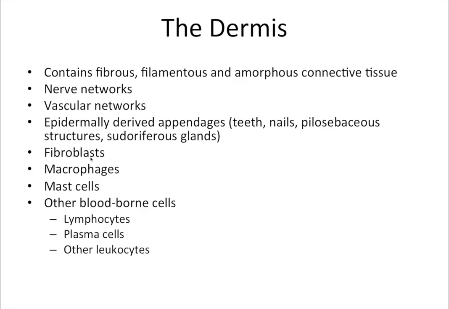We have the fibroblasts, and again, these are the cells that are responsible for the synthesis of collagen and elastin, and they're also responsible for the breakdown of collagen and elastin in some cases. We have different types of immune cells that are present. First, the macrophages. We also have mast cells, and then we have other bloodborne cells such as lymphocytes, plasma cells, and other leukocytes.